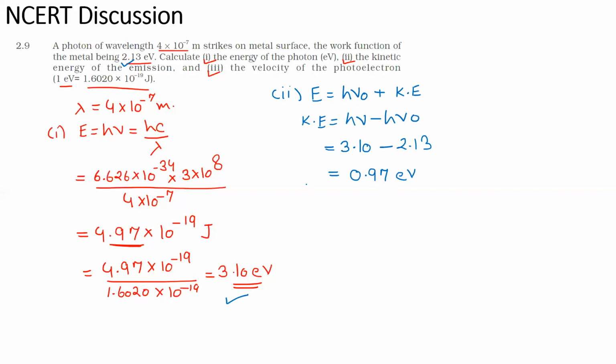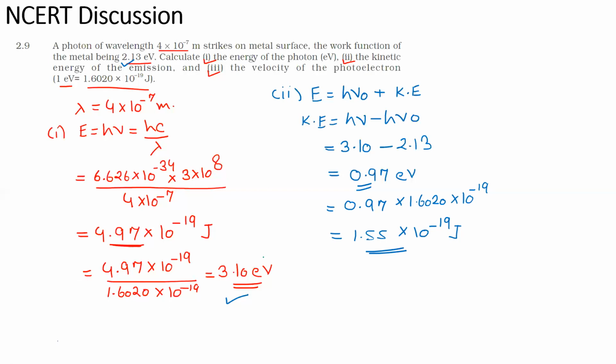If you want to convert this into joules, then this will be equal to 0.97 into 1.6020 into 10 to the power minus 19, which will be equal to 1.55 into 10 to the power minus 19 joules. So this is the kinetic energy in terms of joules, and this is the kinetic energy in terms of electron volts. Now we'll go for the third part.